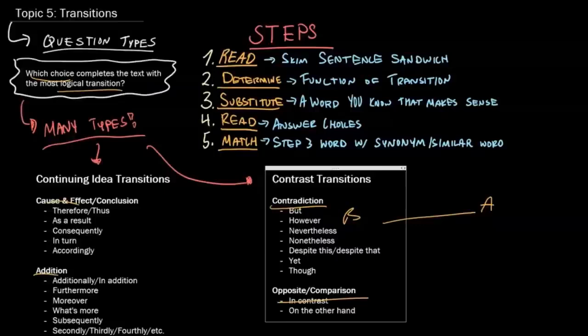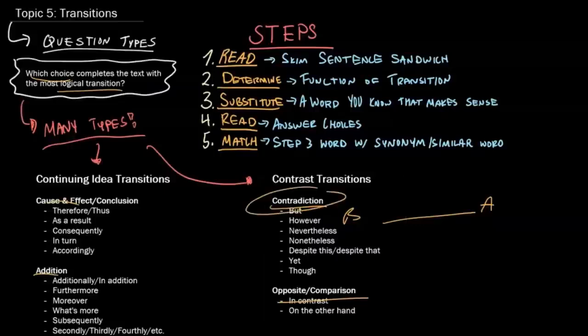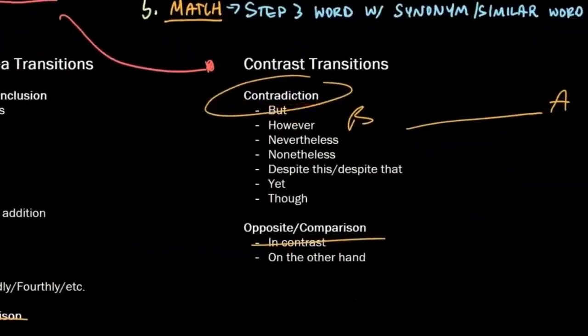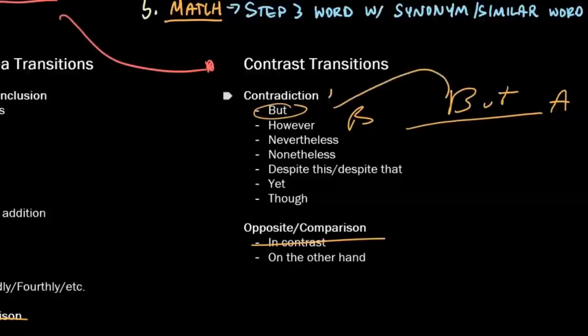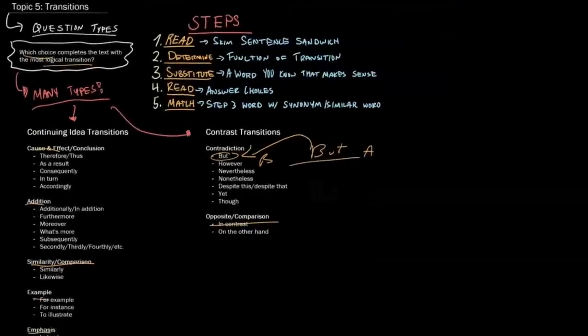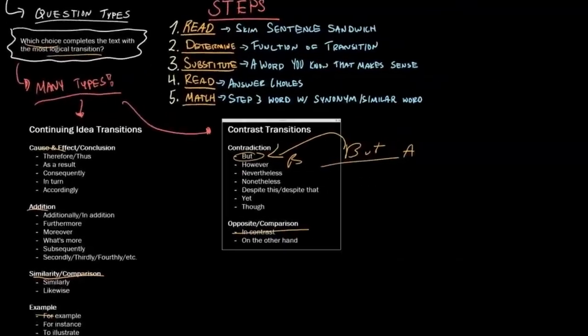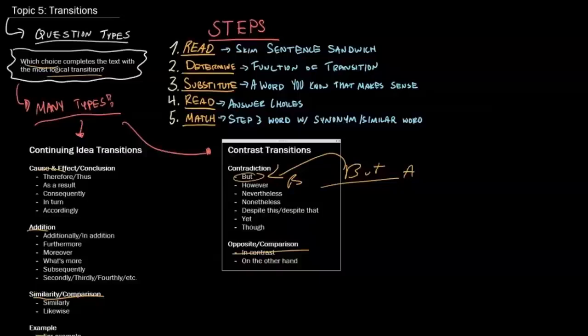Now that you know which of these is the correct thing, you're going to substitute a word that you know makes sense. So let's say that you're thinking of a contradiction, and you know the word but, or you know the word however. You're not really thinking about words like nevertheless, nonetheless, that people don't really use as often. You're going to just put this in the blank as but. So just pretend that the word is but, and then go look at the answer choices and find the word that's most similar to but. And that's your 5-step plan for figuring out what's the most logical transition. That is question type number 5.